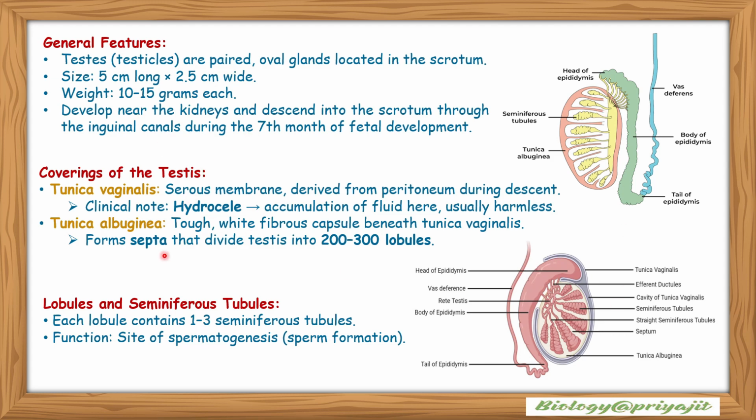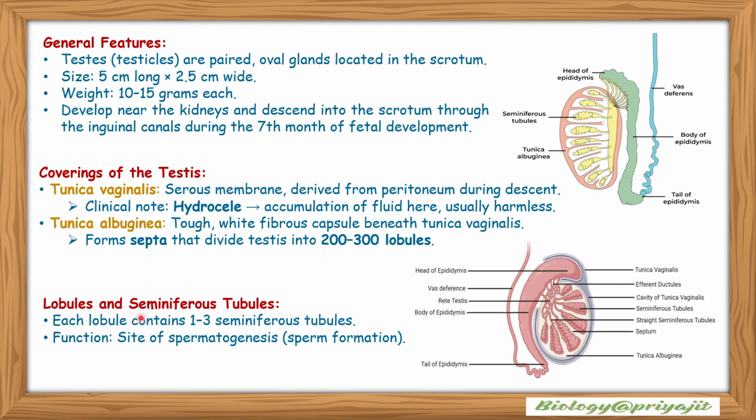Coverings of the testis. Tunica vaginalis is the covering. It is the serous membrane derived from the peritoneum during descent. Clinical note: hydrocele. It is an accumulation of fluid within the tunica vaginalis, usually harmless. Tunica albuginea is a tough white fibrous capsule beneath the tunica vaginalis. It forms septa that divide the testis into 200 to 300 lobules.